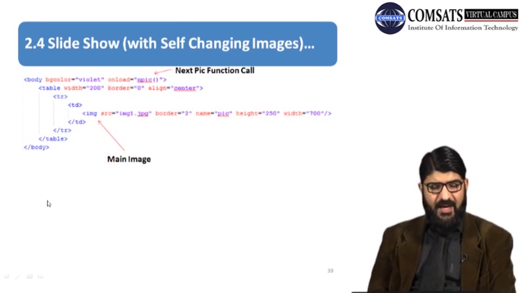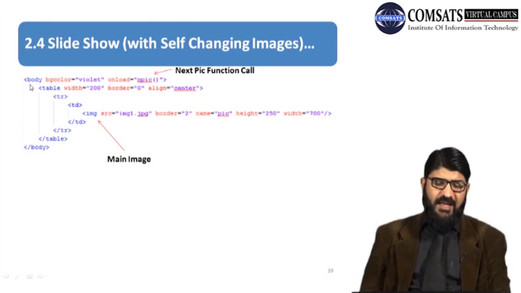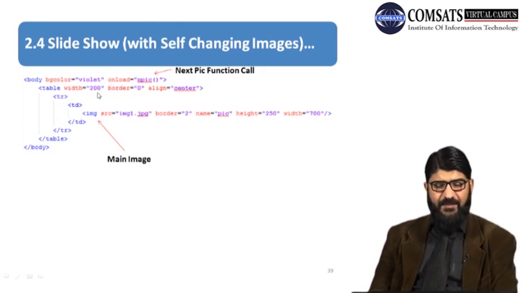Let's see the remaining function. The body color is mentioned violet, and on all node the next picture is called. The table width is mentioned 200, the border is assigned with 0, and alignment for the table is mentioned in center.